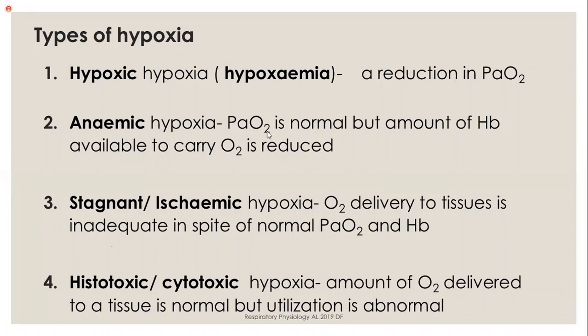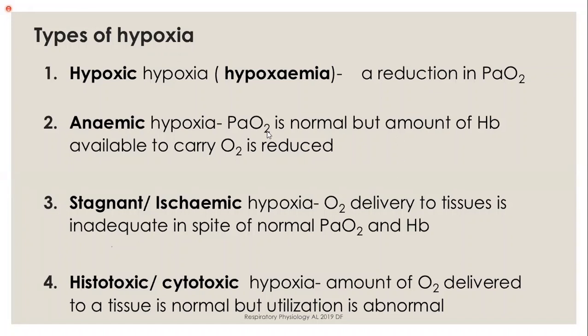Anemic hypoxia is a situation where the partial pressure of arterial oxygen is normal, but the amount of hemoglobin that is available to carry oxygen is reduced. So you can imagine it from the name itself. Then stagnant or ischemic hypoxia, oxygen delivery to tissues is inadequate due to a poor circulation in spite of normal partial pressure of arterial oxygen and in spite of hemoglobin being available adequately. So that is stagnant or ischemic hypoxia.